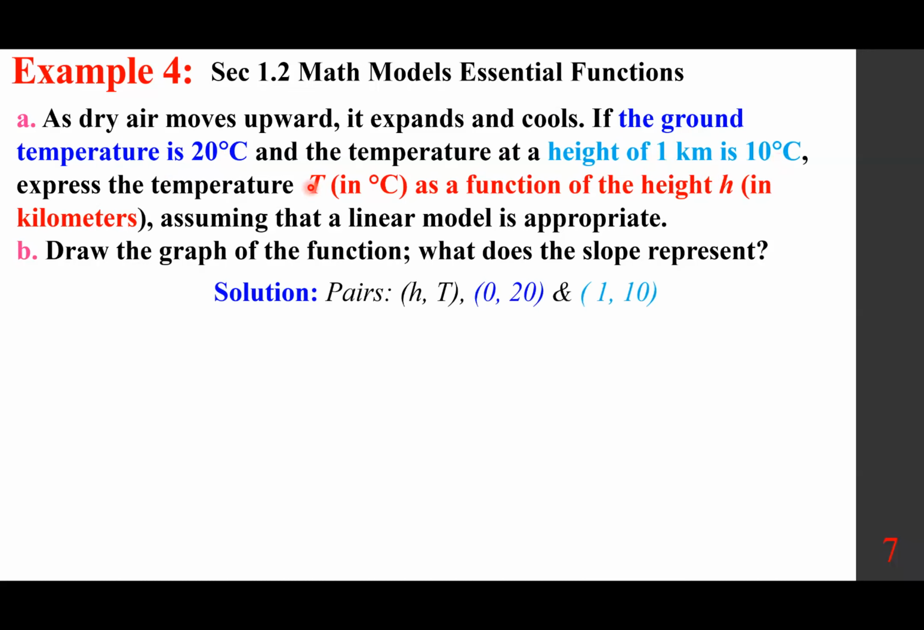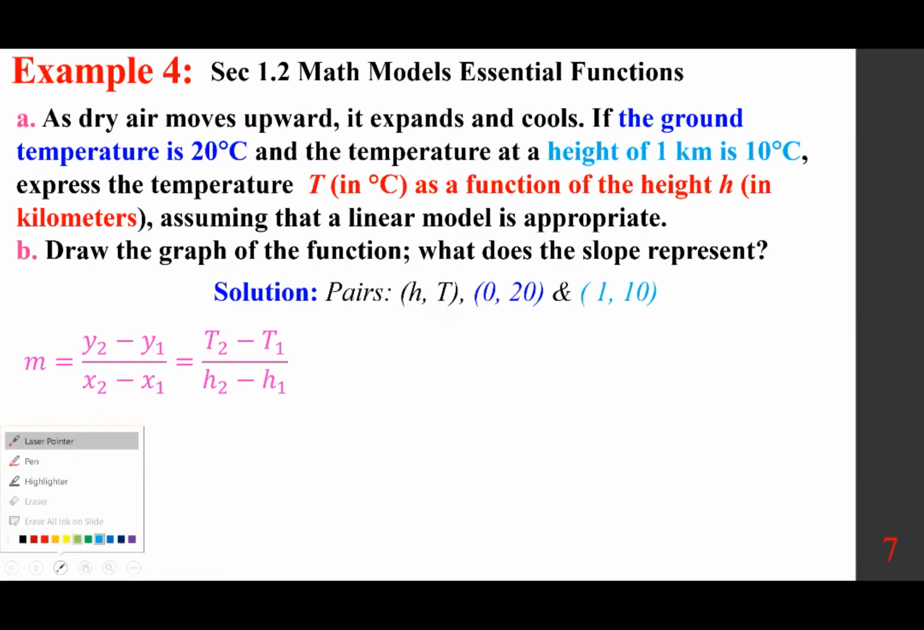Remember, we want T as a function of H. That makes H the independent variable, the first variable, and T the dependent variable, the second variable. So remember, this is linear. So slope is rise over run, y sub 2 minus y sub 1 over x sub 2 minus x sub 1. Now, we don't have x and y.